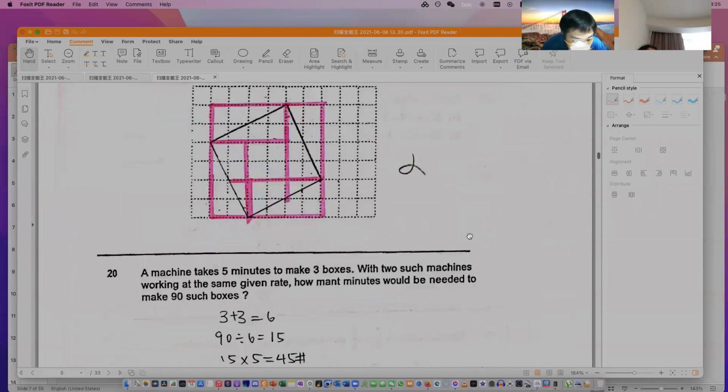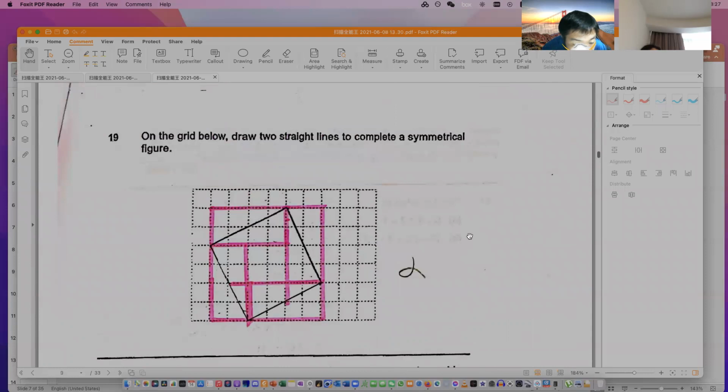Next, question 19. What's wrong with question 19? On the grid below, draw 2 straight lines to complete a symmetrical figure. 2 straight lines. Hold on, I don't understand this question. So which one is drawn for you already?